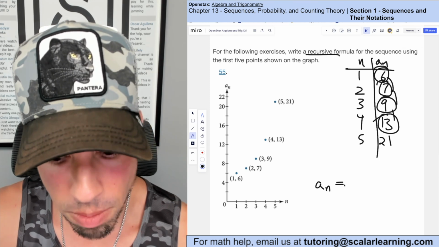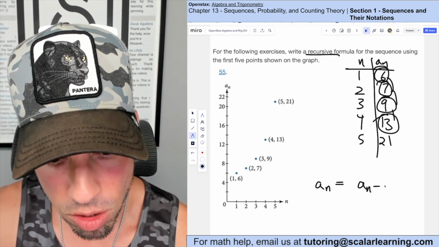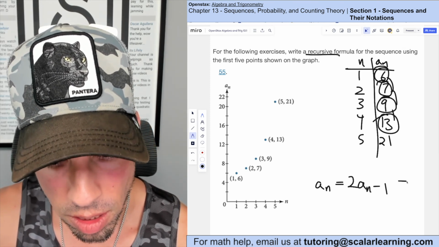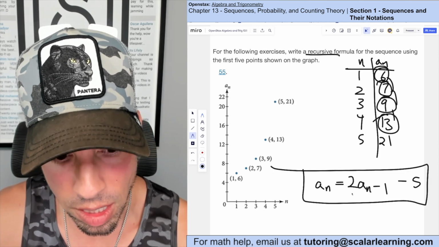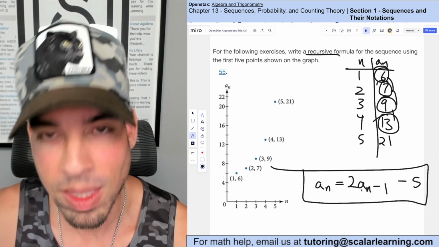Therefore, a sub n equals the previous term doubled and then minus 5. And that's your recursive formula. Again, recursive is to get the next term from the previous term. That's how you do it.